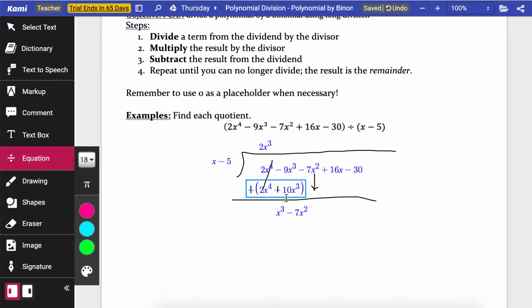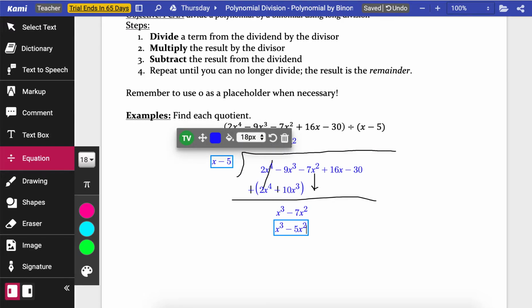So again, we're going to divide x to the third by x. That gives us our next term, which is minus x squared. Oops, I'm sorry, plus x squared. Right, so x to the third divided by x is x squared. Let's just line this up a little bit better. So we multiply x squared by x minus 5. So x squared times x is x to the third. x squared times negative 5 is negative 5x squared.